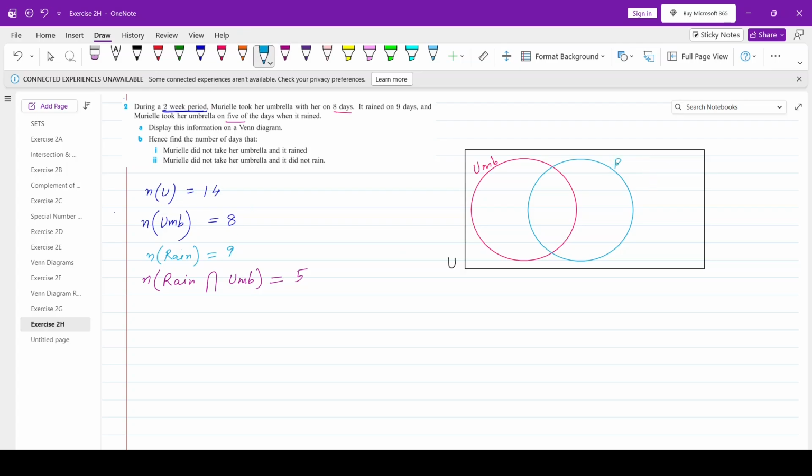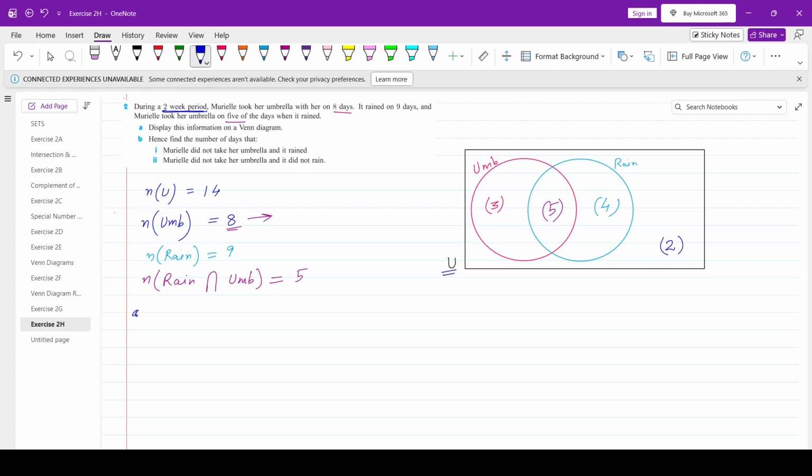Now this is the set for rain, and we know from this intersection part this is going to be 5. This is going to be 8. So this set UMB, so the number of elements in this set UMB is going to be 8, and 5 we have already written. Therefore, remaining 3 will come here. Similarly, the number of days when it rained is 9, and out of those 9 we have written 5 already. Therefore, the remaining 4 will come over here. And we also know that there are 14 days in this universal set, and 5 plus 4 plus 3, that is 12, we have already written. So 14 minus 12, that is 2, is going to come here.